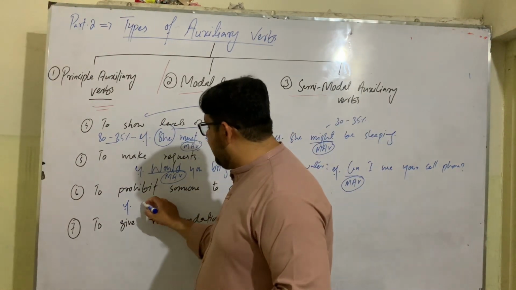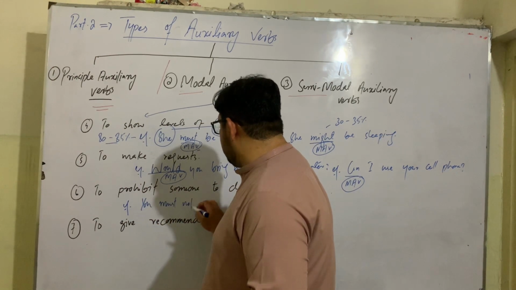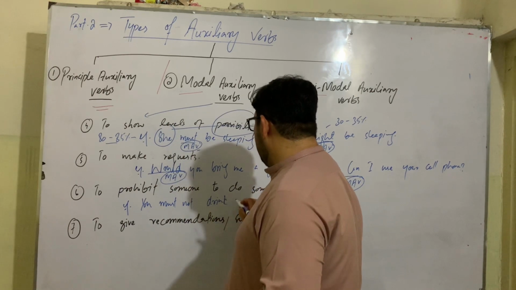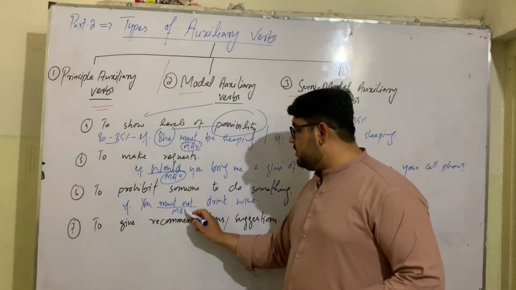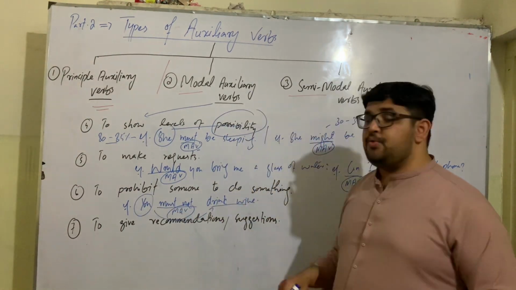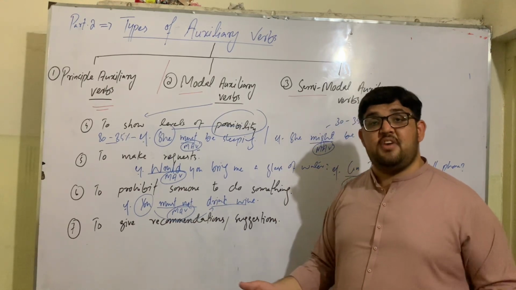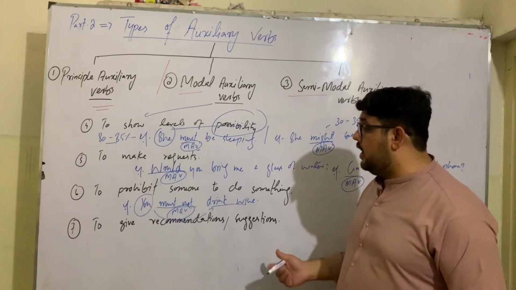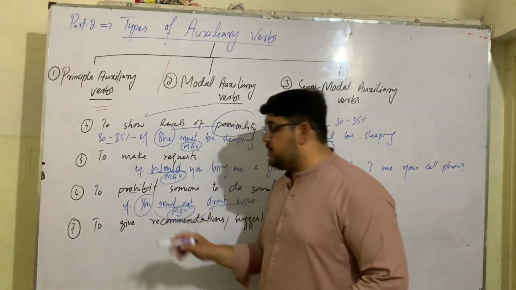For example, I will say that you must not drink wine. So here must not is a modal auxiliary verb and it is used for prohibiting someone from doing something. Now drinking wine is illegal or it's against the law of any country or state. You can't use excess of alcohol. So we can use the modal auxiliary verb must not for prohibition.